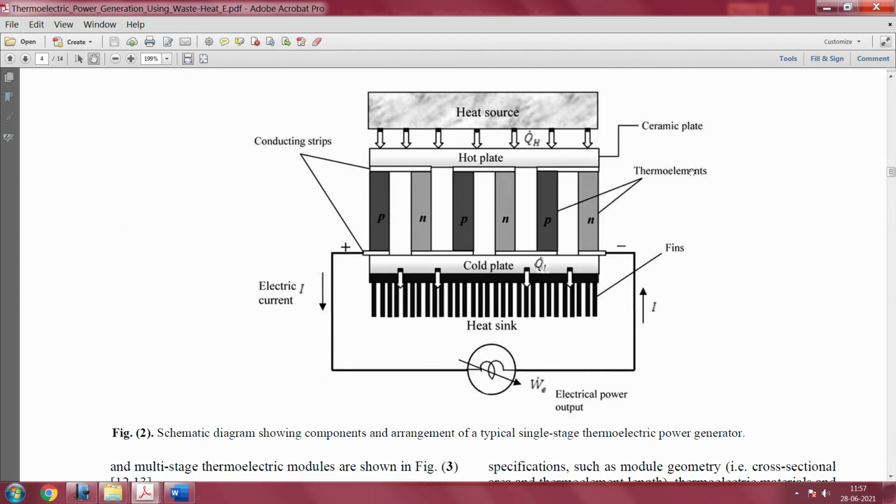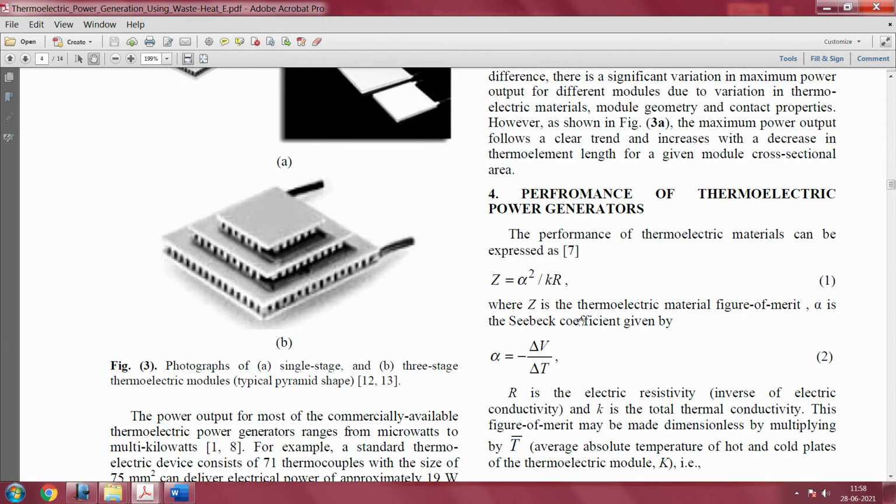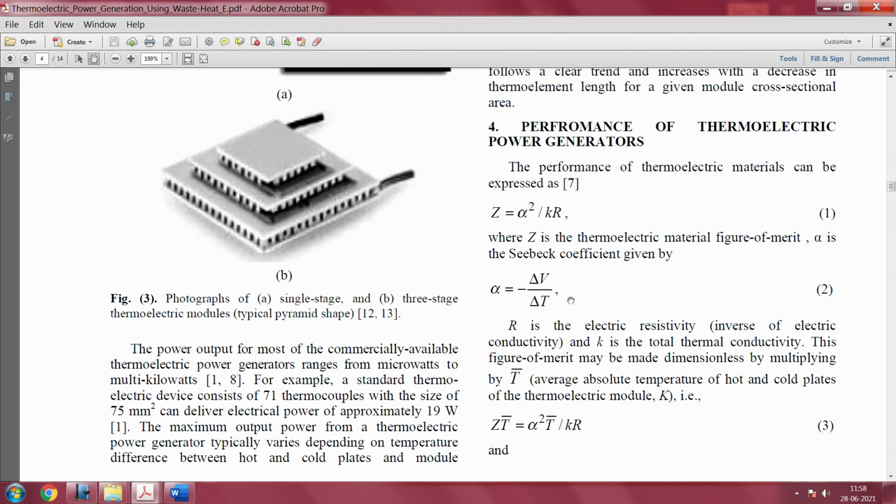There is a ceramic plate which is here, this is the heat source, the rate at which the heat is flowing is QH, the temperature of the hot side is TH, and QL is the rate at which the heat is being rejected, TL will be the temperature at the cold side. These are all the thermo elements which we mentioned, and then the electric flow. So it is a beautiful nice picture that the paper talks about.